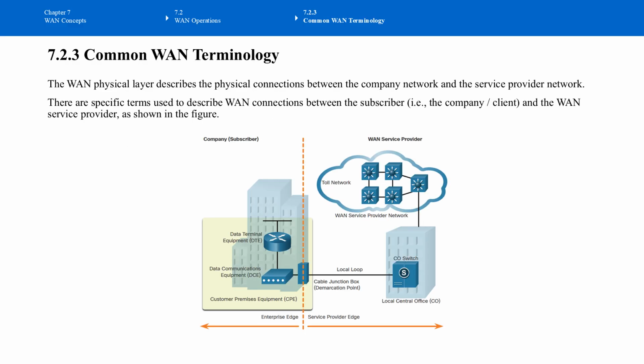The WAN physical layer describes the physical connections between the company network and the service provider. There are specific terms used to describe WAN connections between the subscriber and the WAN service provider, as shown in this figure. They are the data terminal equipment, the DTE, the data communication equipment, DCE, customer premises equipment, CPE, the local loop, cable junction box, CO switch, enterprise edge, service provider edge.